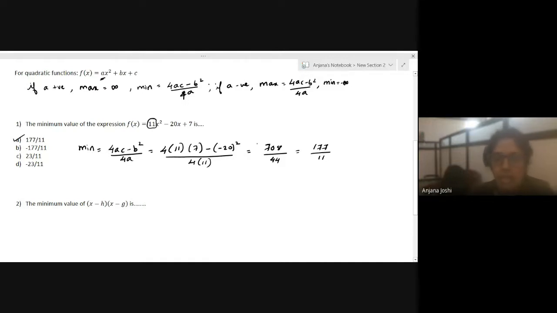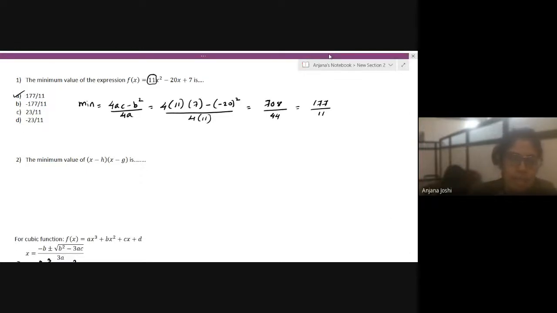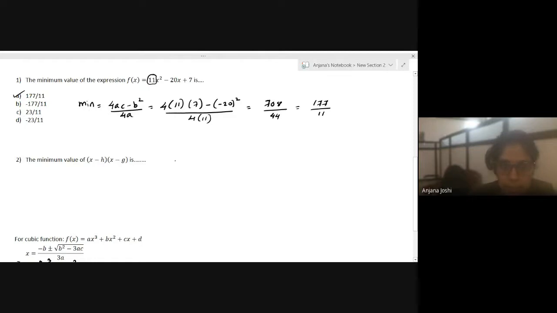Now let us illustrate the same thing with an example. The given function is (x minus h) into (x minus g). I can write this as x square, by the normal multiplication, minus gx minus hx plus h into g. So you can see that I can take the x common. Here x square minus x is taken common, and I'll be left with (g plus h) plus hg.